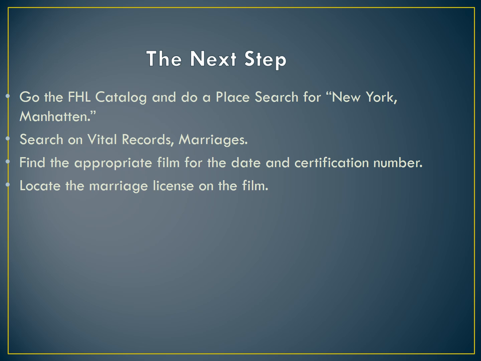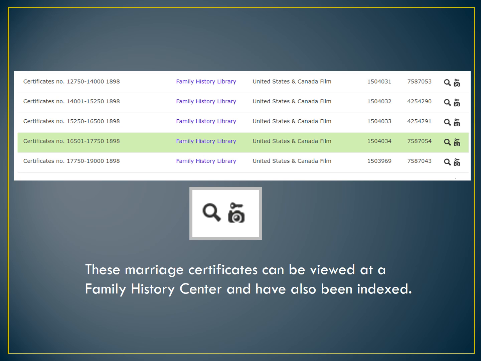First, go to the Family History Catalog and do a place search for New York, Manhattan. Next, scroll down to Vital Records and look for the marriages in the correct time period. Find the appropriate film for the date and certificate number. Locate the marriage license on the film. After locating the correct film, we can see that the records from that film have been indexed and that they are also viewable at a family history center.